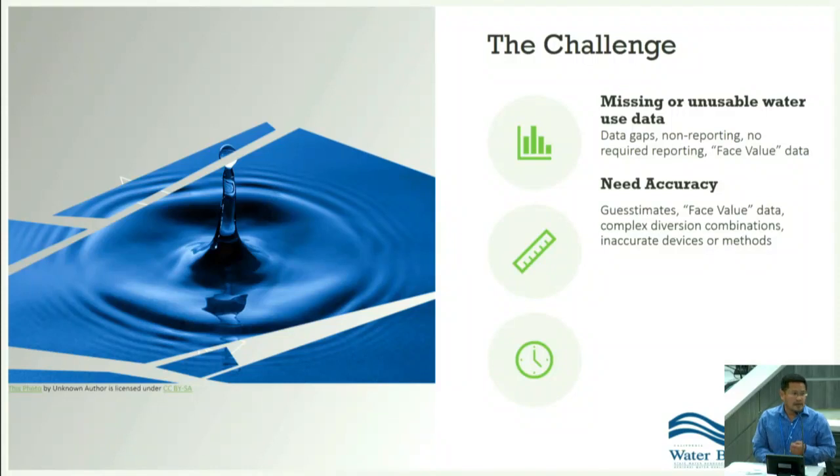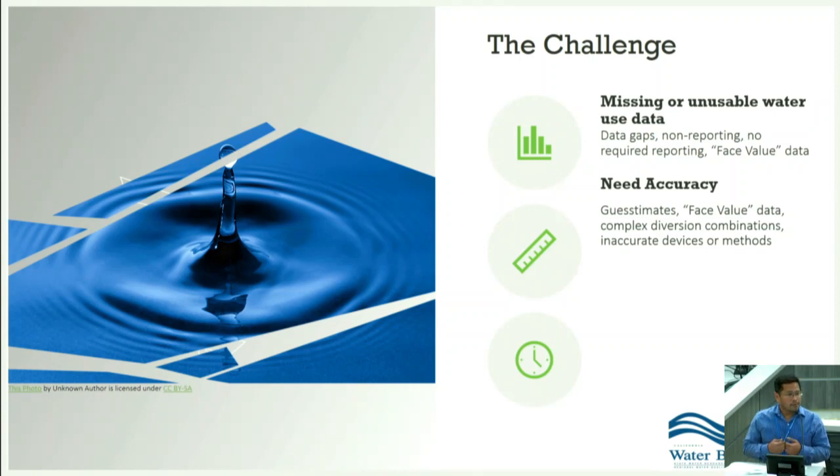We had reports where the diverter just reported the face value divided by the number of months in the diversion season and reported that value. So that's not really very usable data because it's not real data. And then we needed accuracy.